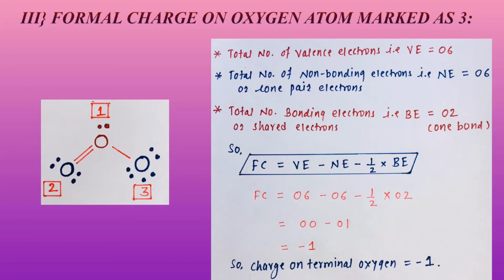Now put all the values into the formula, that is Fc equals Ve minus Ne minus 1 by 2 into Be. After putting all the values, the answer comes out to be minus 1. So the charge on the terminal oxygen atom marked number 3 is minus 1.